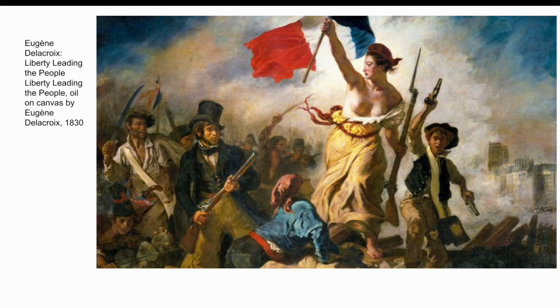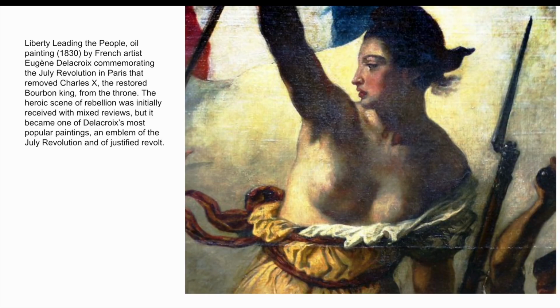All right, and here we have another allegorical figure. This is Liberty, so kind of like our Statue of Liberty, which also came from France, but this is Liberty leading the people. All right, so this is Eugene Delacroix from 1830. You can see she is leading the people in their revolution, or whatever it is that they're doing. Let's see. Yep. Commemorating the revolution that restored the Bourbon king to the throne.